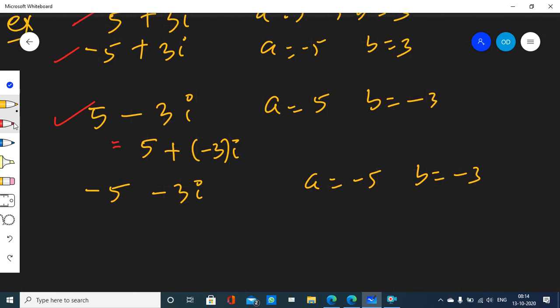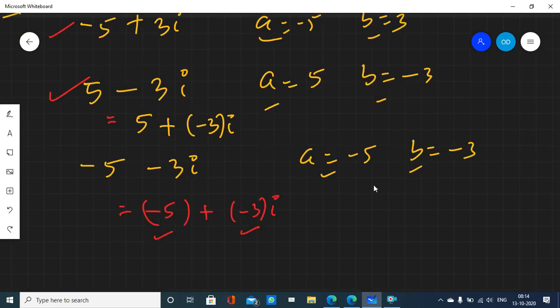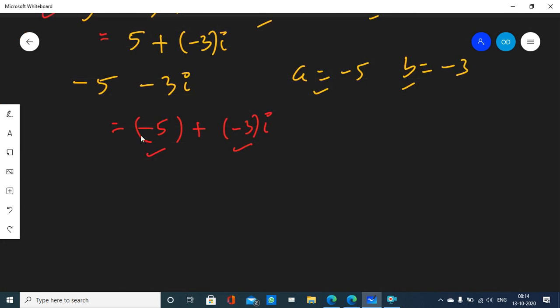Because actually this is not in standard form. You write it as minus 5 plus minus 3i. So a is minus 5, b is minus 3, and they are real numbers, right? a, b have to be real numbers. Remember, a, b have to be real numbers. So these are your complex numbers, right? Yes, sir.